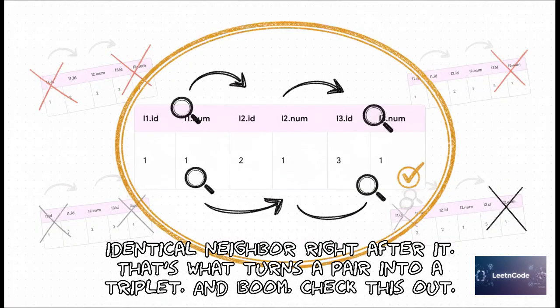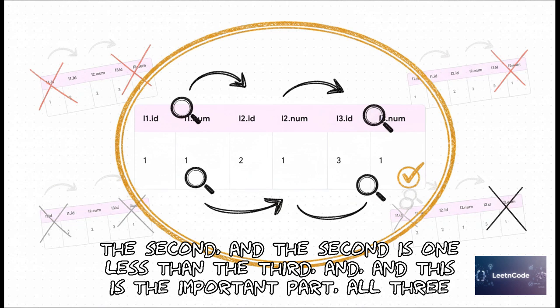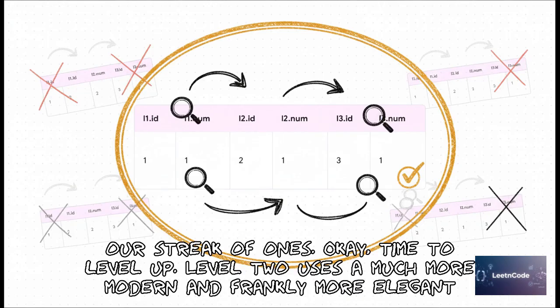And boom, check this out. This is what it looks like when it all comes together. We're joining where the first ID is 1 less than the second, and the second is 1 less than the third, and this is the important part, all 3 num values are identical. With all those rules, only 1 single row makes it through the filter, our streak of 1s.